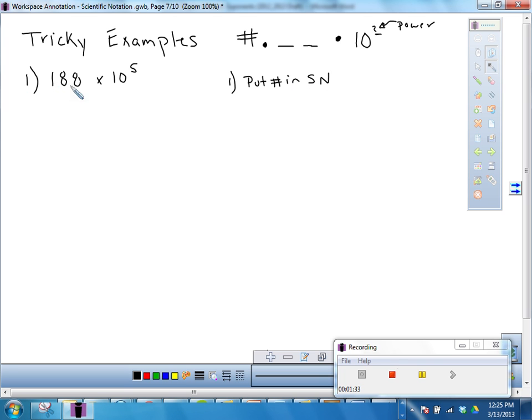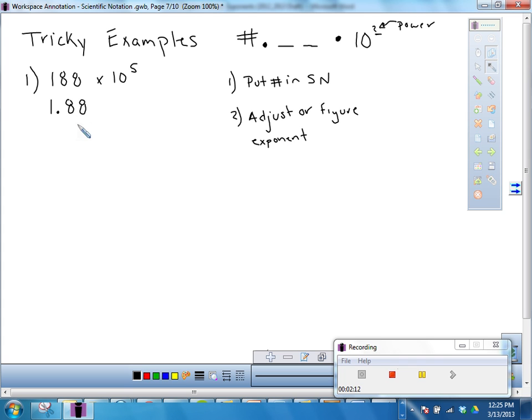I'm going to go to this number, and I know the decimal is going to go between the first and the second number. So I'm going to rewrite that as 1.88. Now, we can't just add a decimal and bring down the 10 to the fifth power. We have to adjust because we just moved the decimal place. So the second thing that you want to do is adjust, or figure out, the exponent. And I'll explain what that means.